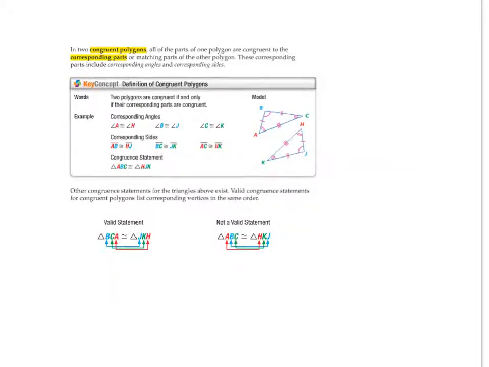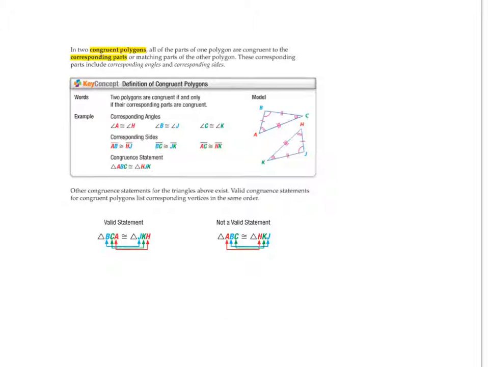When we name congruent pieces, you must match up the corresponding parts. So as we look right here in these two triangles, angle A does correspond to angle H. Angle B corresponds to angle J. Angle C corresponds to angle K. AB corresponds to HJ. BC corresponds to JK. And AC corresponds to KH.